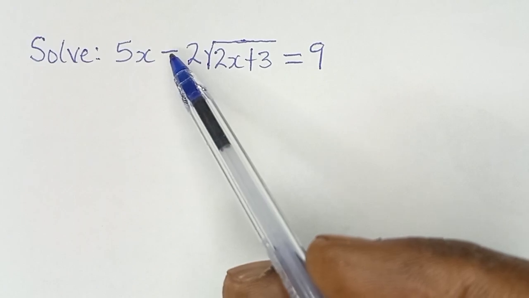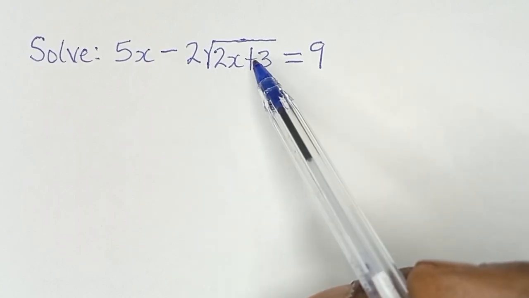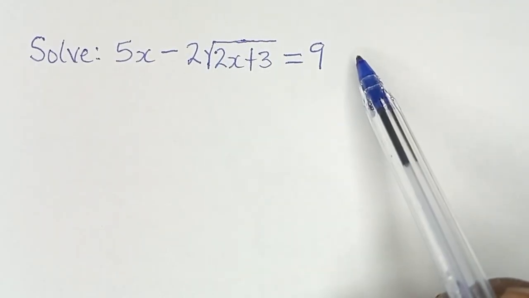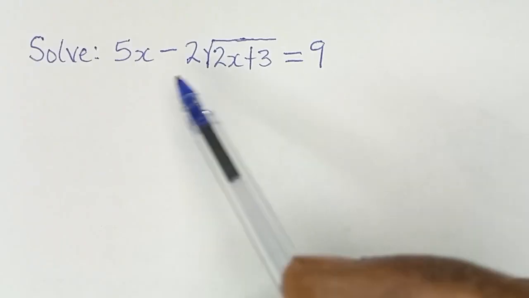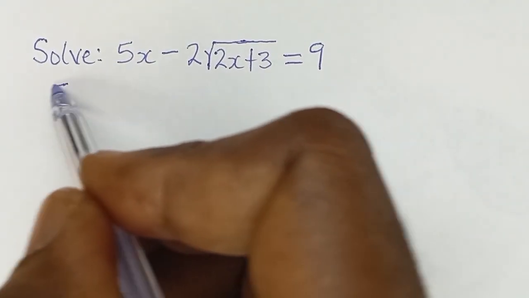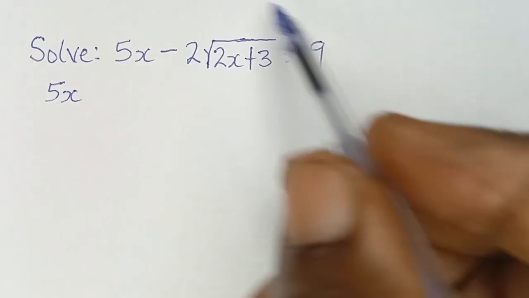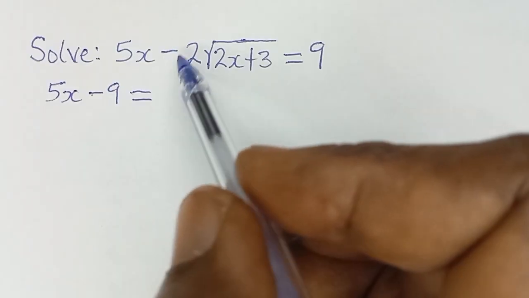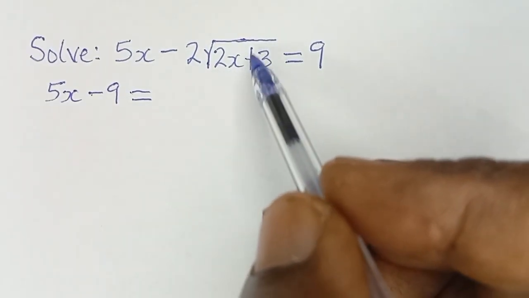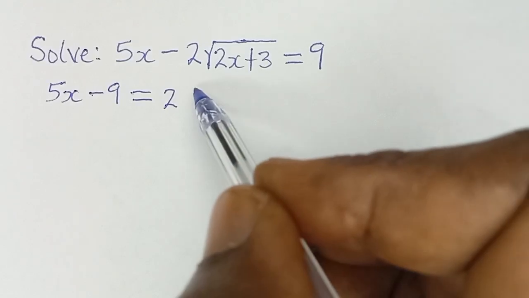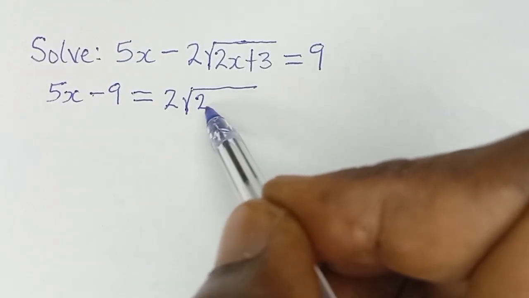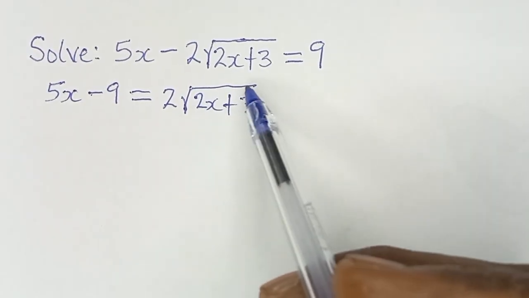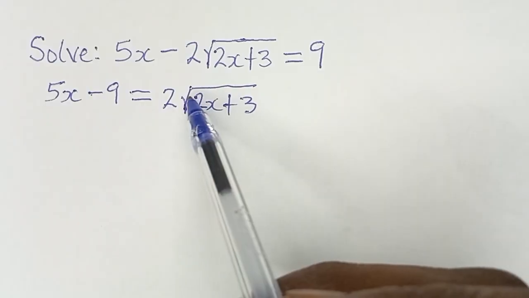Because it is negative, this is minus 2 and then this. Because of that, let's carry the whole of this negative part to the right hand side so that it becomes positive, and carry this 9 to the left hand side. So I'll be having 5x. When this positive 9 comes to this side, it becomes negative 9, and it's equal to, when this negative 2 root 2x plus 3 goes to that side, it becomes positive 2 root 2x plus 3.